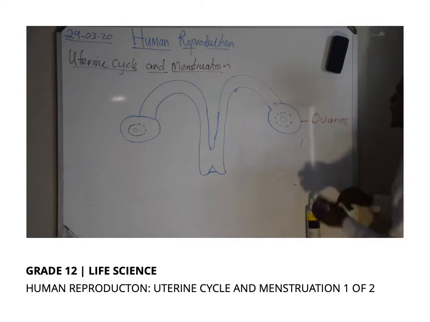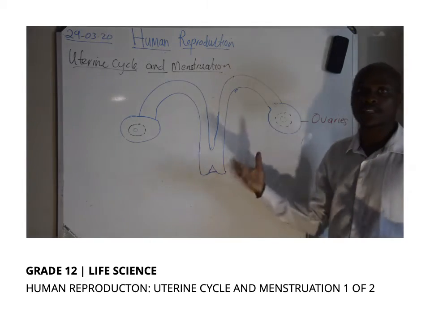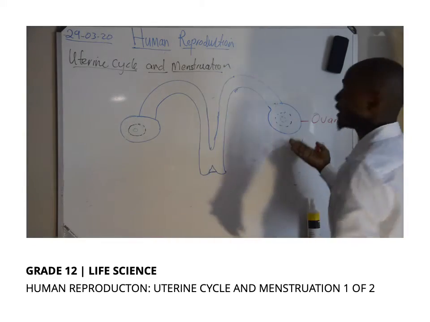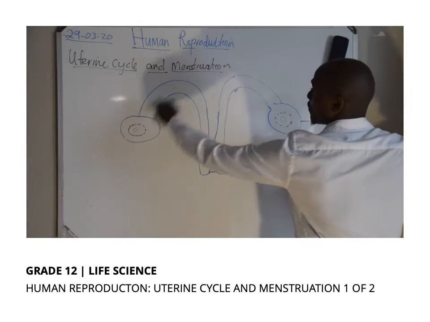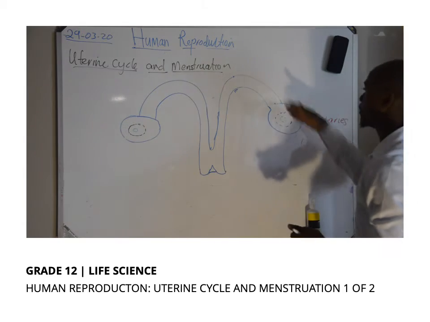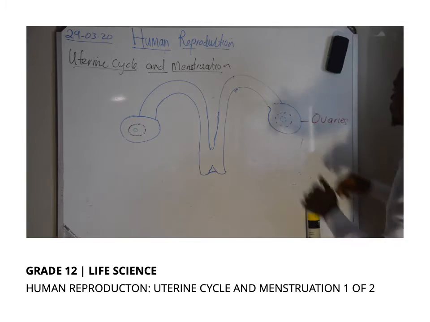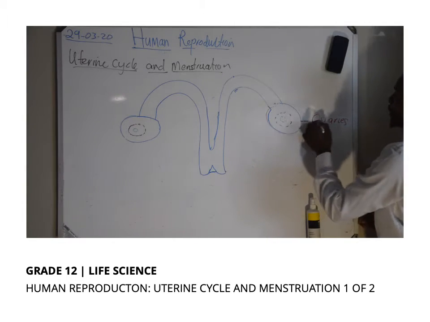So this is a structure that represents female reproduction. Within that structure we have the left hand side and the right hand side. On the left hand side we have the fallopian tube and the ovary, and also on the right hand side the fallopian tube and ovary. So here, this we call ovaries.